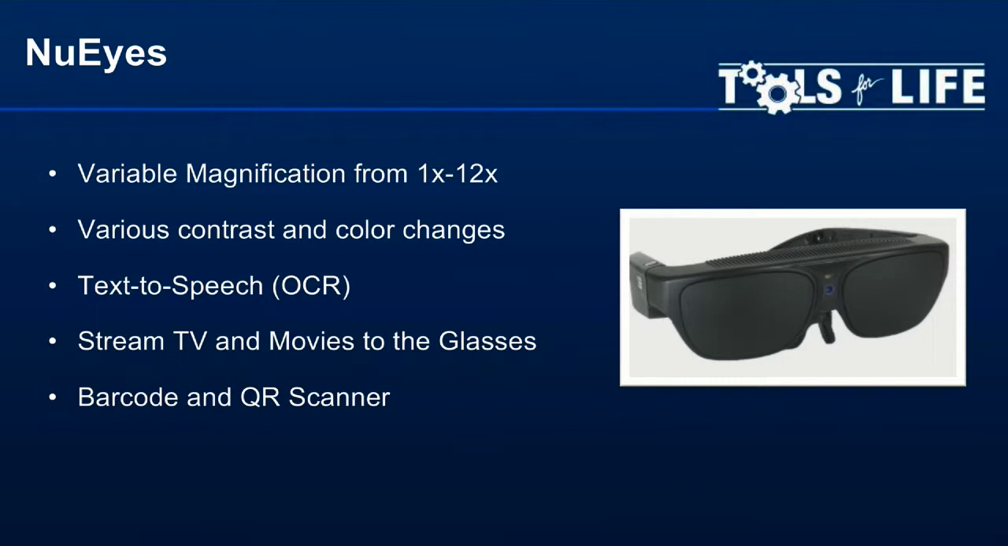So with the NuEyes, it does do magnification. You can change the contrast, you can change the color overlays of what you're seeing through the glasses. So there is a little camera in the middle and 2 small displays that sit in front of your eyes. With that, you can stream TV and movies to the glasses. You can do barcode scanning. You can do QR codes with it. It's a very handy device.